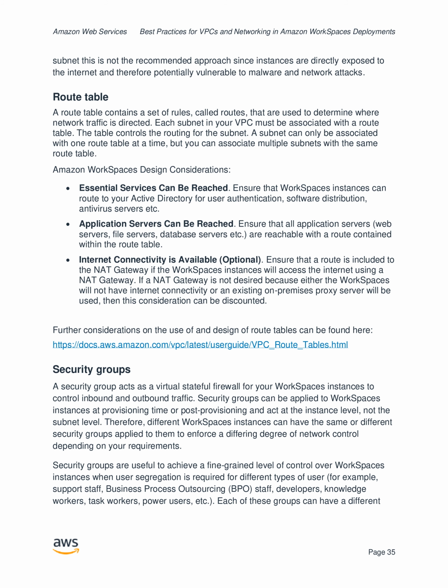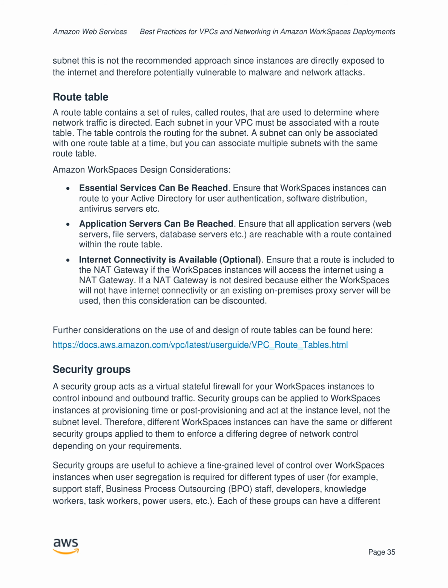Route table. A route table contains a set of rules, called routes, that are used to determine where network traffic is directed. Each subnet in your VPC must be associated with a route table. The table controls the routing for the subnet. A subnet can only be associated with one route table at a time, but you can associate multiple subnets with the same route table.